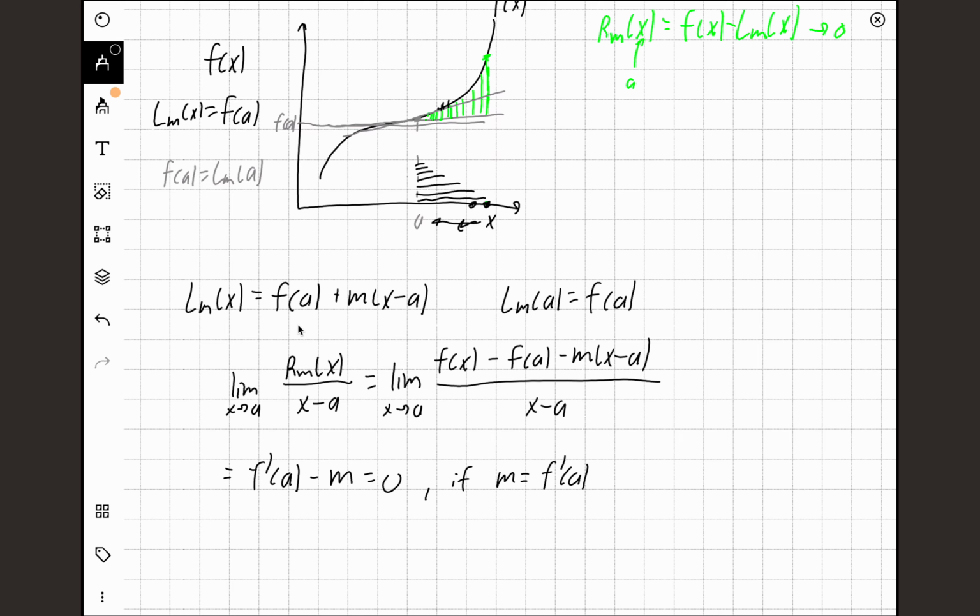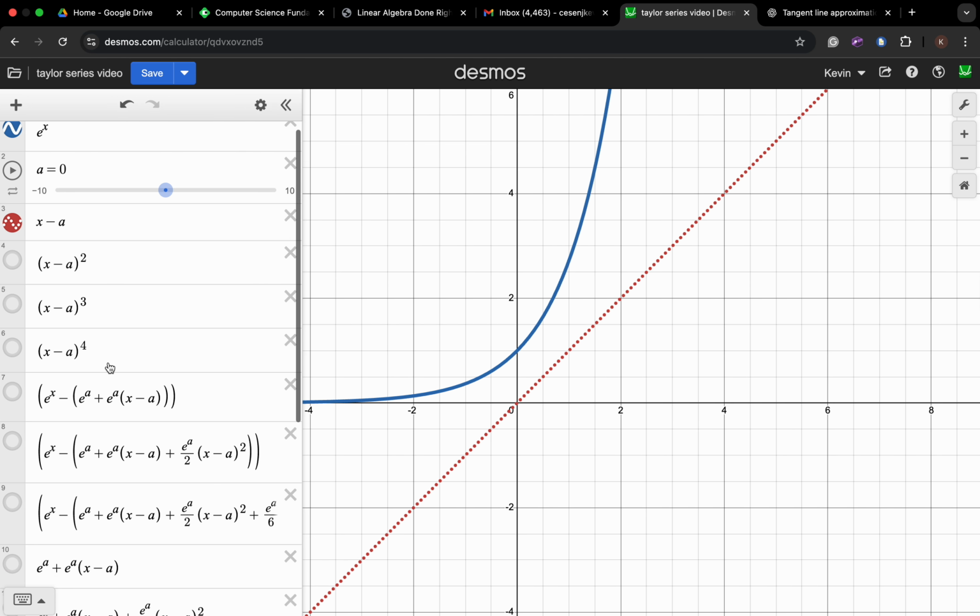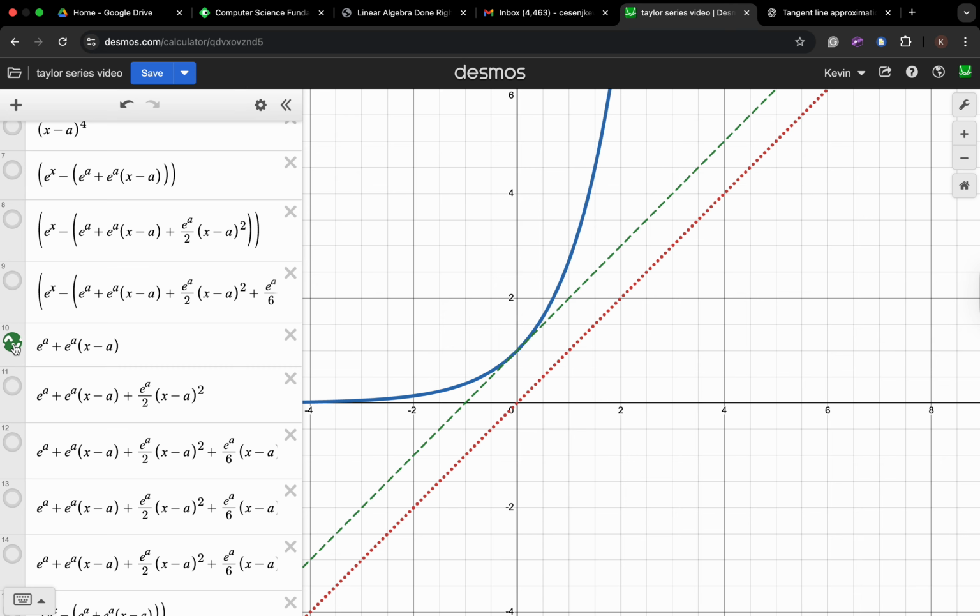So this equals this, and this will equal 0 only if m equals the first derivative of f at the point a. So we see that our approximation function Lm of x, our first order approximation, our linear approximation, will be the best possible approximation if m equals the derivative of f at a, times x minus a. So this is the best possible linear approximation. And again, we can see that it is exactly this straight line over here. It's a tangent to our function, and that obviously makes sense.